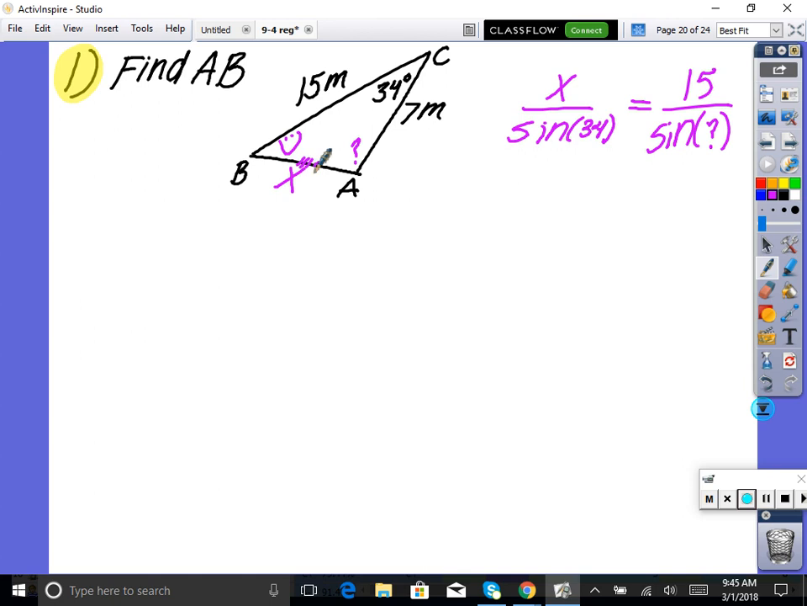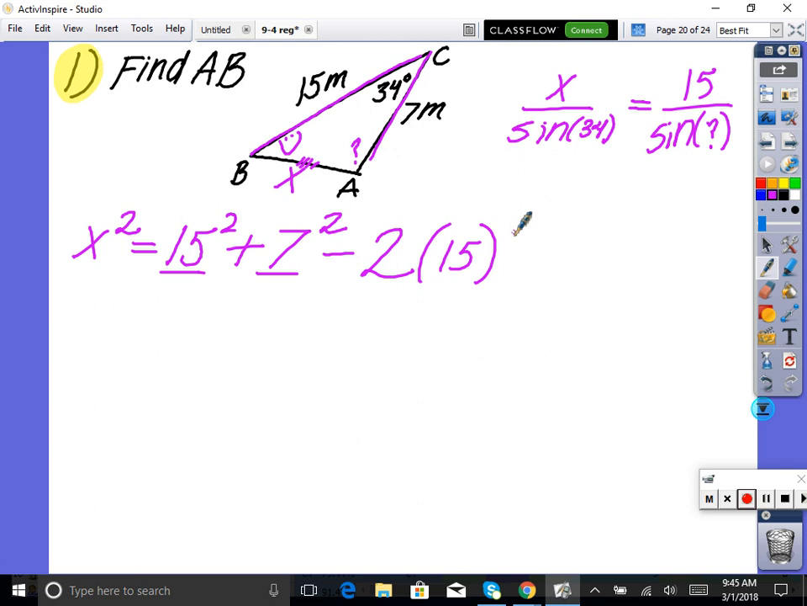So this is the side we're trying to find, so we're starting there. Side 1 squared, so x squared, is equal to the other side squared. It does not matter which other side you go with first. I'm randomly putting 15 squared, plus the other side squared, so plus 7 squared. Then it's minus 2 times 15 times 7 times cosine of the angle that's across from the missing side. They've got to match up. So cosine of 34. Does everybody see?